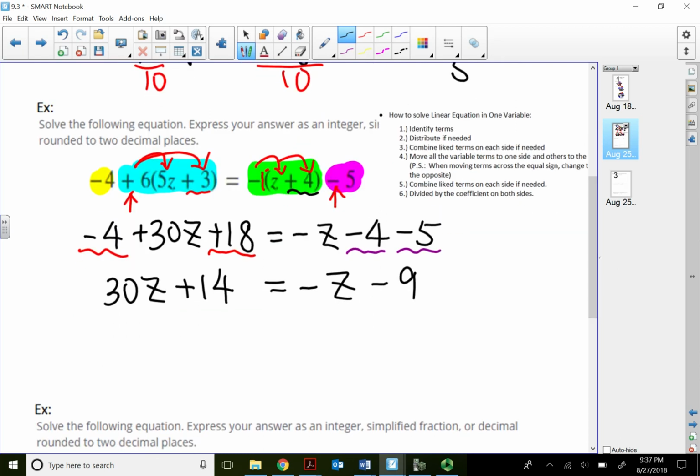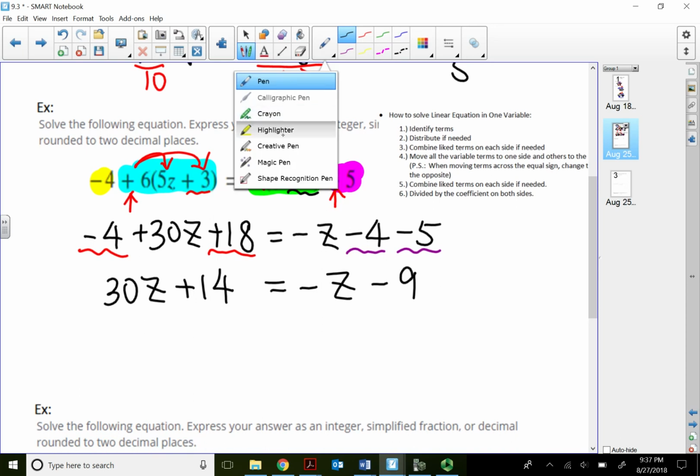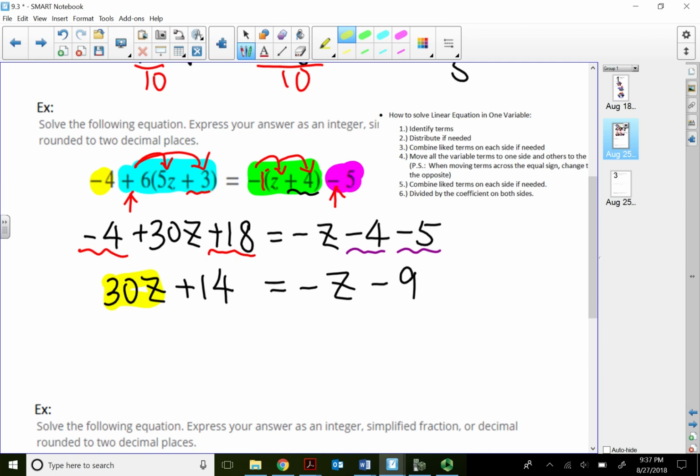So now it's time to move them. Do you see I got variable term 30z on the left, negative 1z on the right? So since I got them on both sides, I will need to move them to the same side before I can combine them. So since 30 is bigger than negative 1, I will move my negative z to the left side, and that will become 31z. Why? Because negative 1 comes over and becomes positive 1z. So 30z plus 1z gives me 31z.